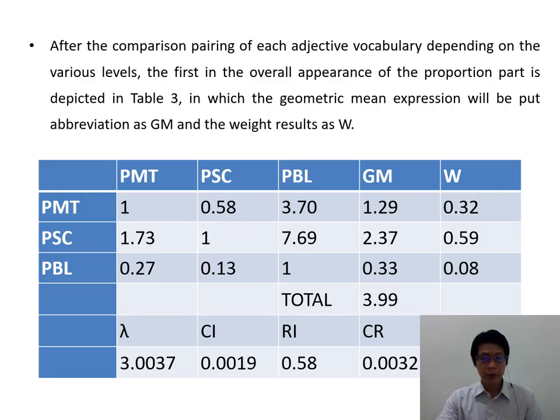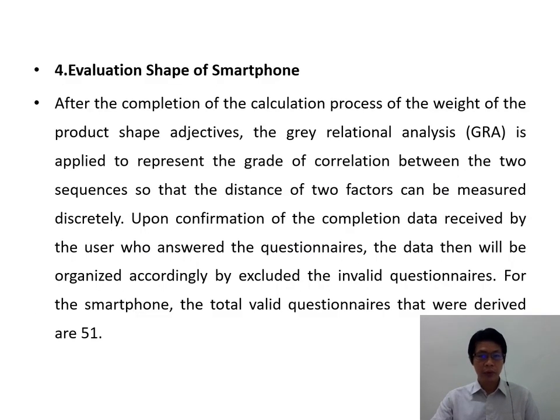After the comparison pairing of the adjective vocabulary depending on the various levels, the overall appearance of the proportion part is depicted in Table 3, in which the geometric mean expression will be abbreviated as GM and the weight result as W. In the relationship of smartphone, after the completion of the calculation process of the weight of the product adjective, the GRA is applied to represent the graph of the correlation between the two sequences so that the distance of the two factors can be measured directly.